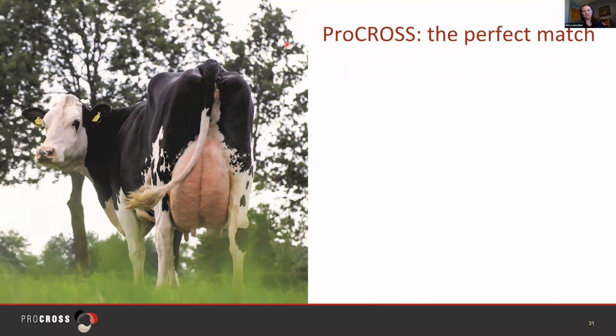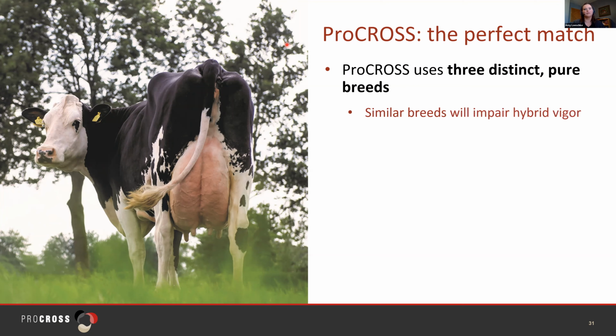So to sum up my talk today, yes, we use 3 distinct pure breeds, and that's a tenet of ProCROSS, in order to achieve the hybrid vigor. If we use breeds that are similar with each other, like let's say we pick a rotation of Montbelliard, Fleckvieh, and Brown Swiss, those 3 breeds are very similar and we're going to impair hybrid vigor, okay? So we need breeds that come from those different circles that I showed you earlier on in the presentation.